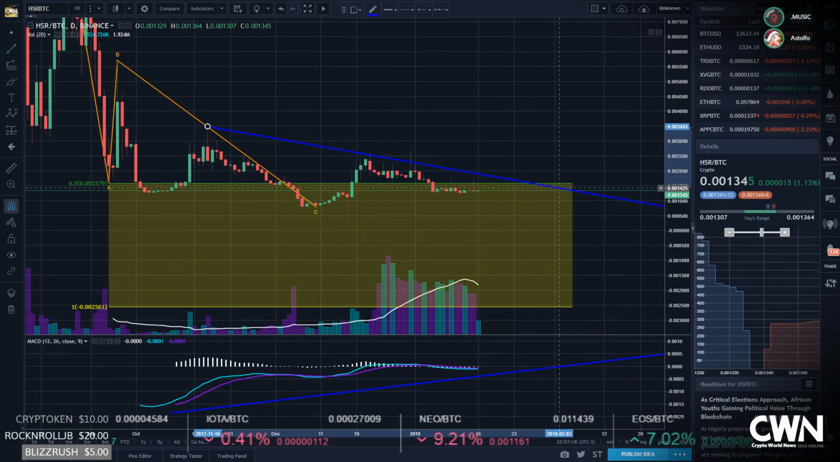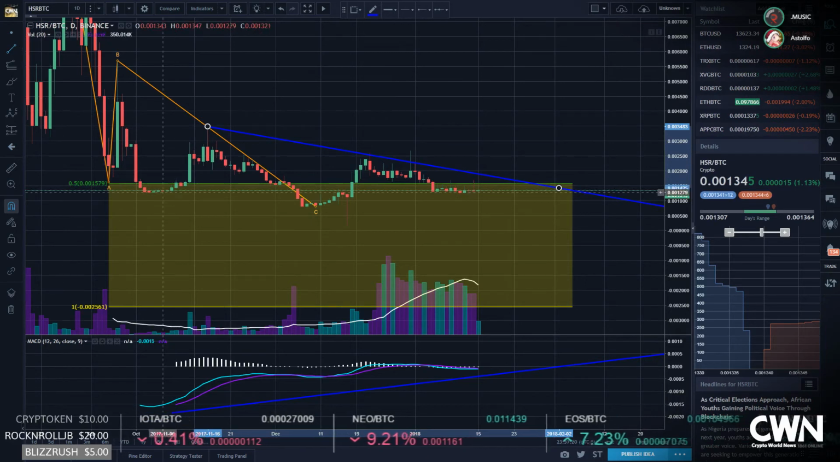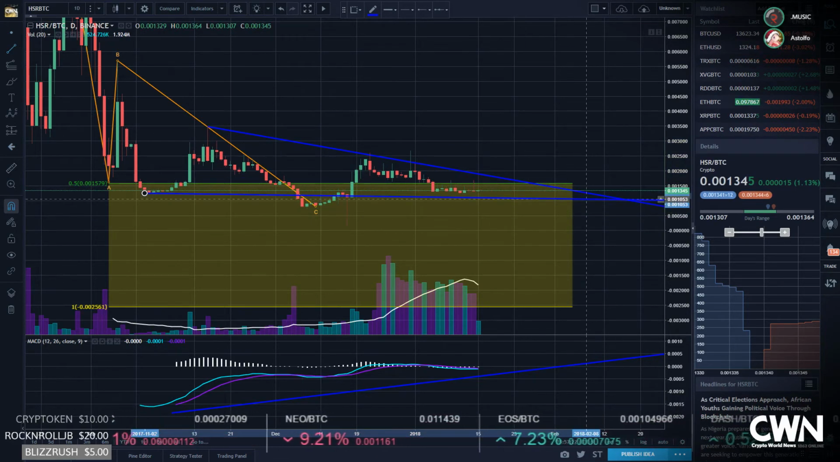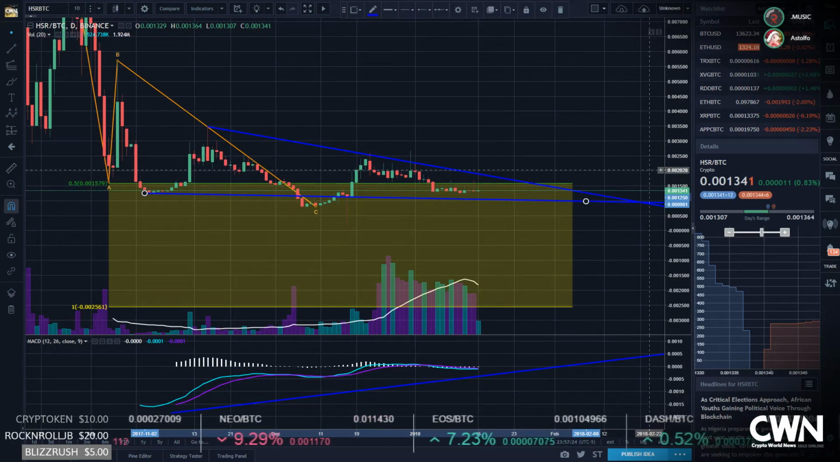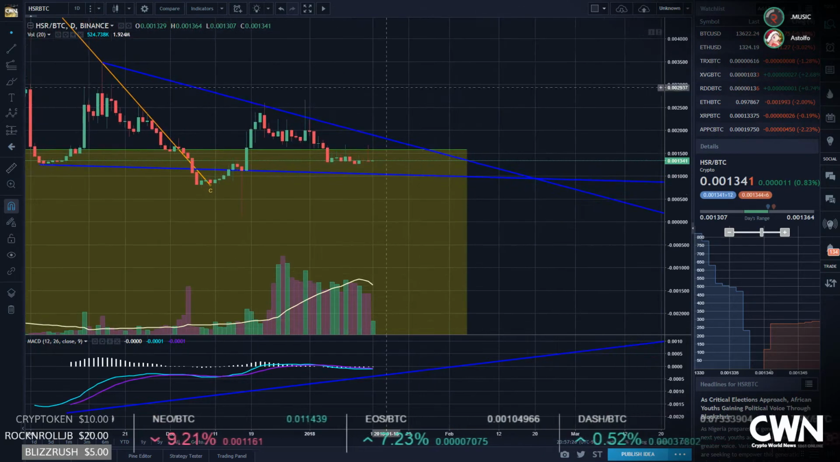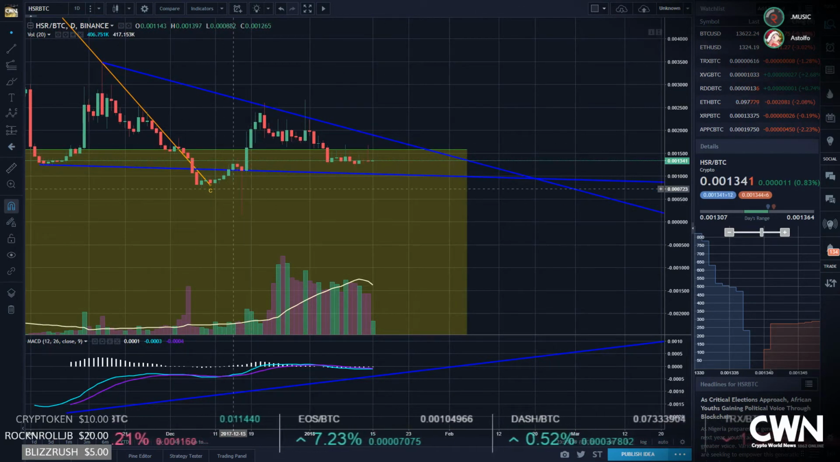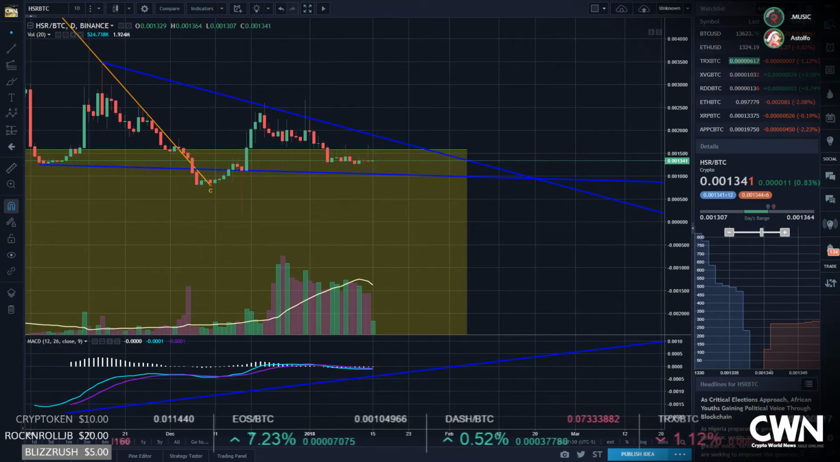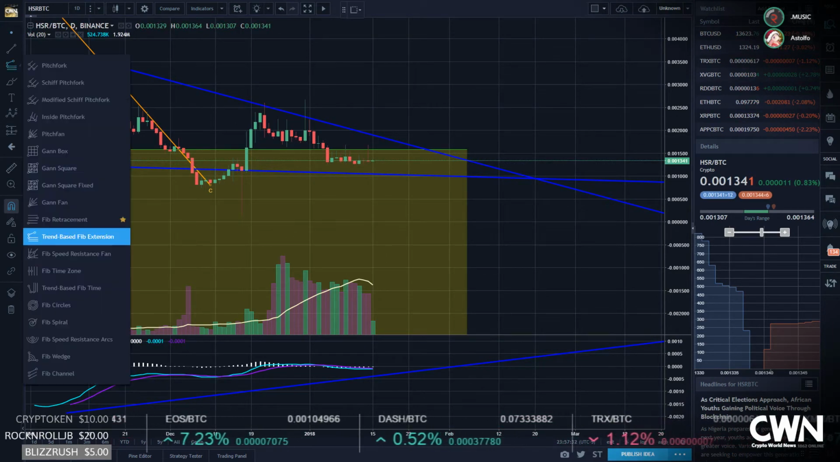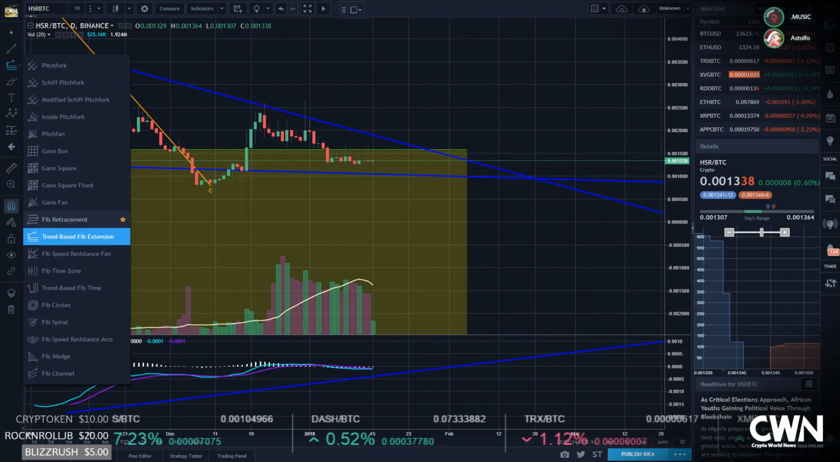We've got kind of a triangle here. I like this volume. That does kind of look impulsive and corrective to me. Let's go ahead and pull that fib retrace.